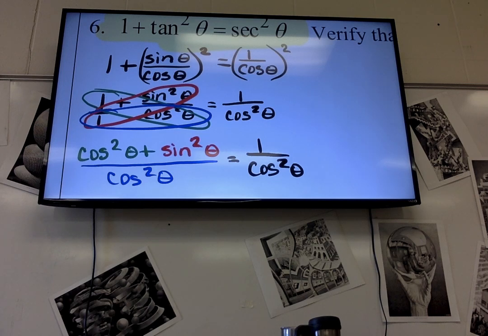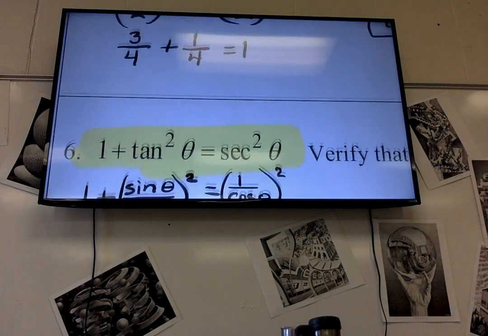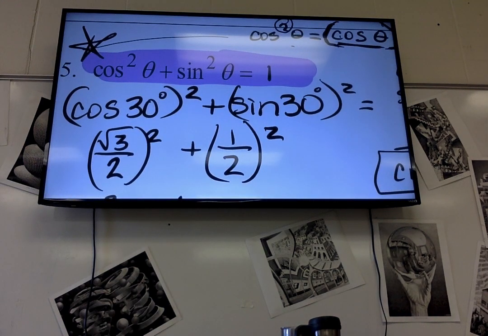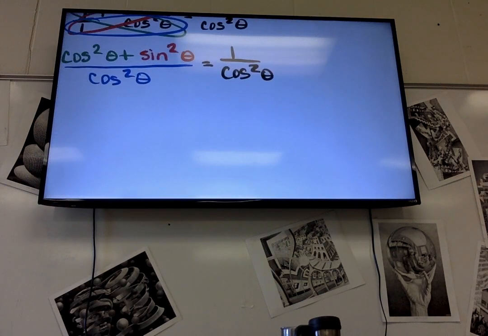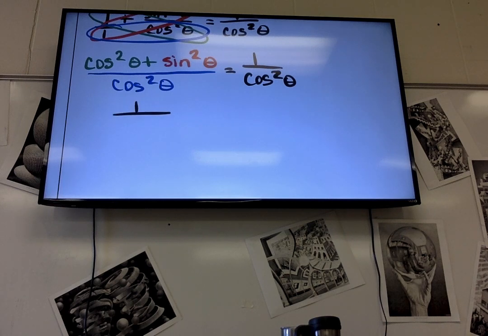What's cosine squared plus sine squared? Well, look at number 5. 1. Yeah, if you look back at number 5, cosine squared plus sine squared is equal to 1. And now notice these two are exactly the same, which is what we wanted to verify. It's like a puzzle.